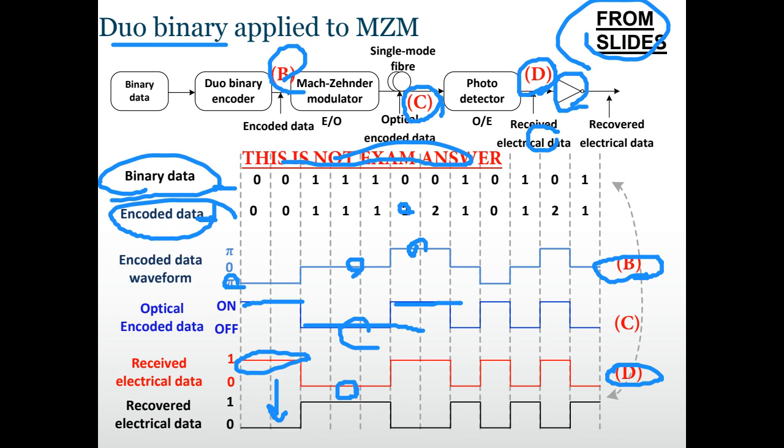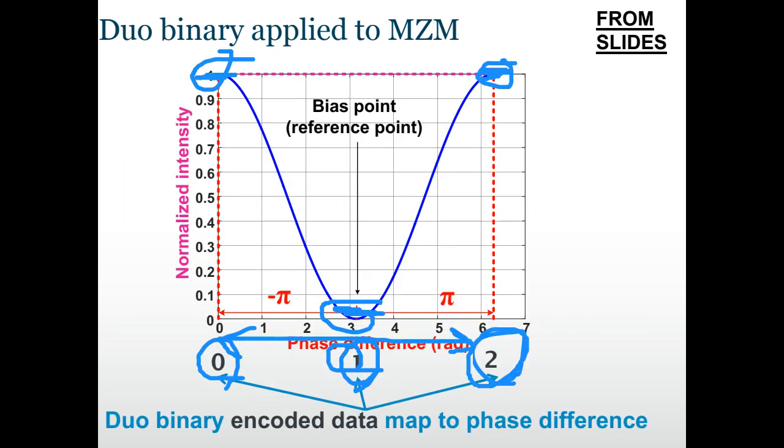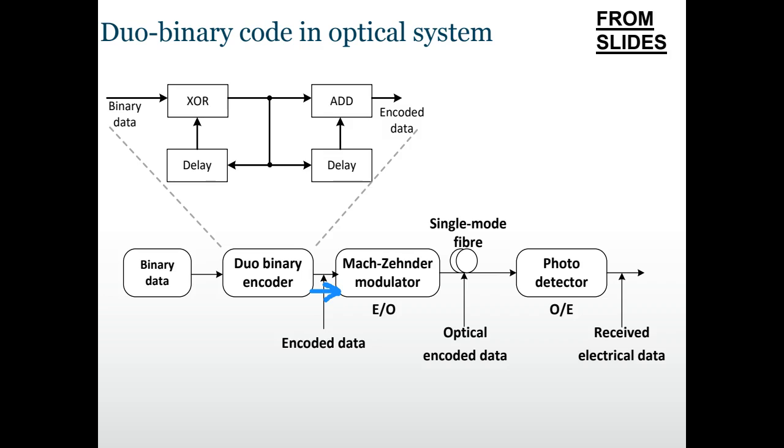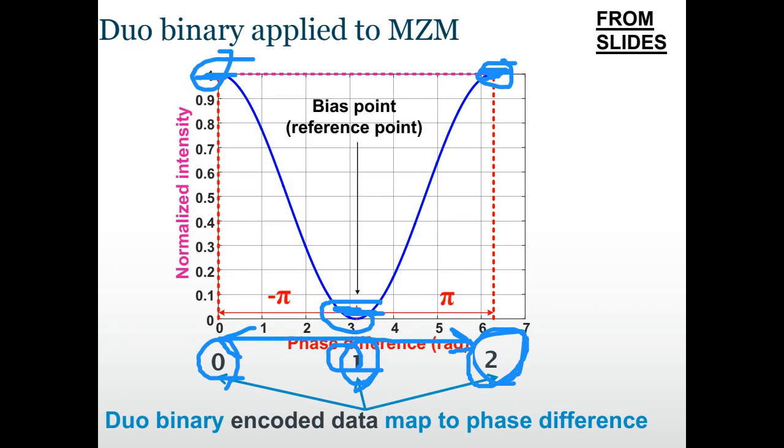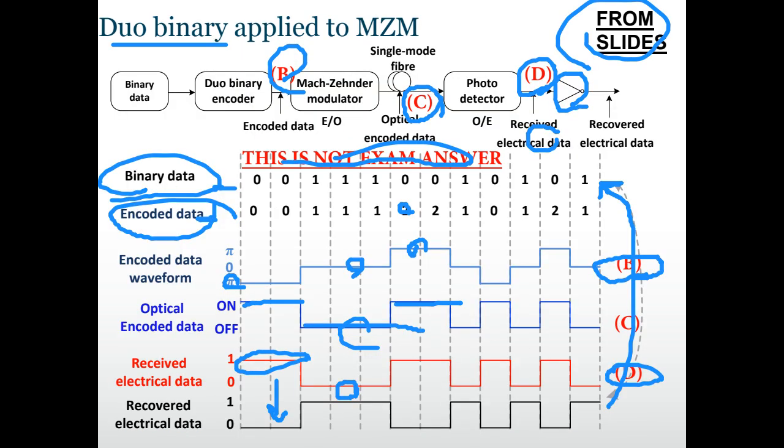However, the exam question asks just the output of the photo detector. So point D here should be the waveform of this one. So I labeled D here, should be this one. Point C is the optical input to the photo detector. And then point B is the encoded data waveform. Okay, so this is what is expected for the answer.